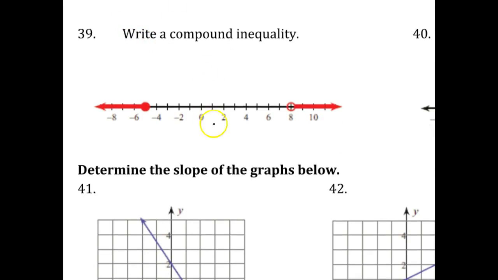Compound inequality. So very similar to what we just did. Just remember that if they're facing away from each other, it's going to be an OR statement, right? So we just fill in the two inequalities. So this is a -5 right here. It's between -4 and -6. And there's 8. It's a closed circle, so I know that's a less than or equal. This is an open circle, so that's a greater than. We have x less than or equal to -5. And we have x is greater than 8. Okay, so that's our compound inequality.